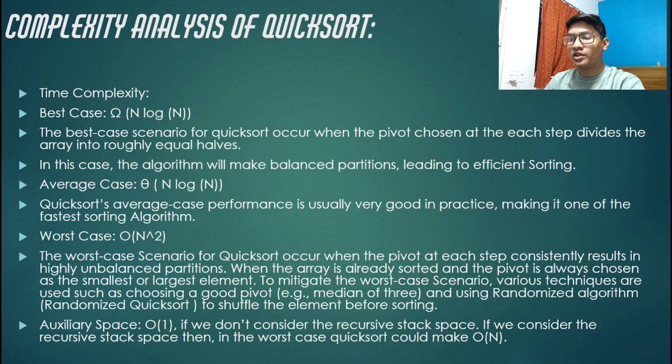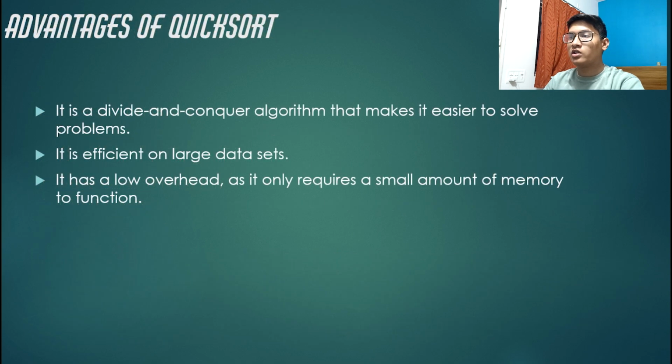Now let's talk about the auxiliary space complexity. It uses O of 1 as it doesn't use any other space, if we don't consider the recursive stack space. If we consider the recursive stack space, then in the worst case, quicksort would use O of n.